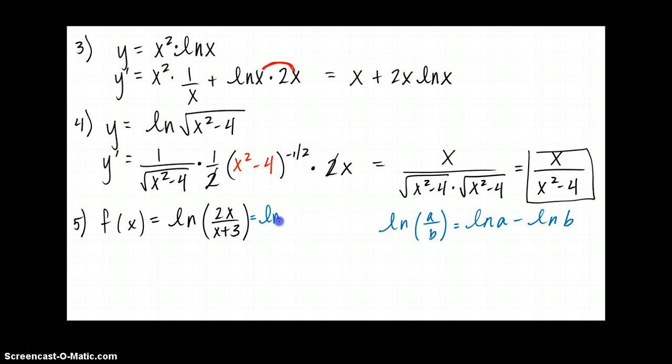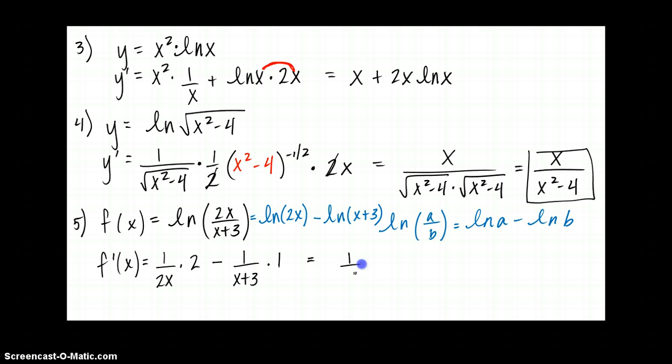So let's use the property, and we'll rewrite this as the natural log of 2x minus the natural log of x plus 3. Okay, so no derivative yet. Now when we go to determine the derivative, we can just apply the individual rule to each term. So derivative of ln of 2x, 1 over 2x times 2, and I'm going to subtract the derivative of the natural log of x plus 3. So it would simplify to 1 over x minus 1 over x plus 3.